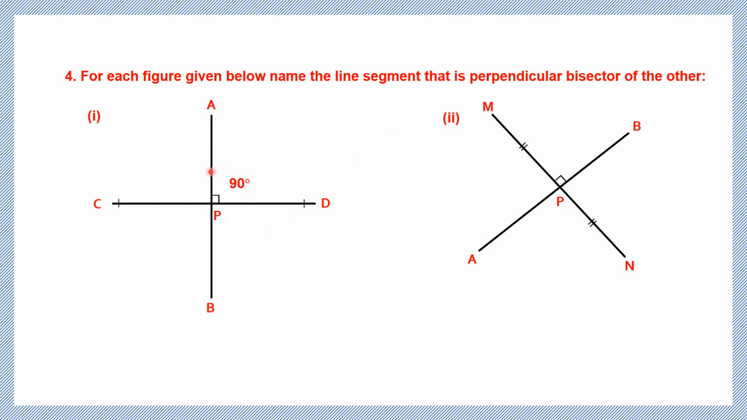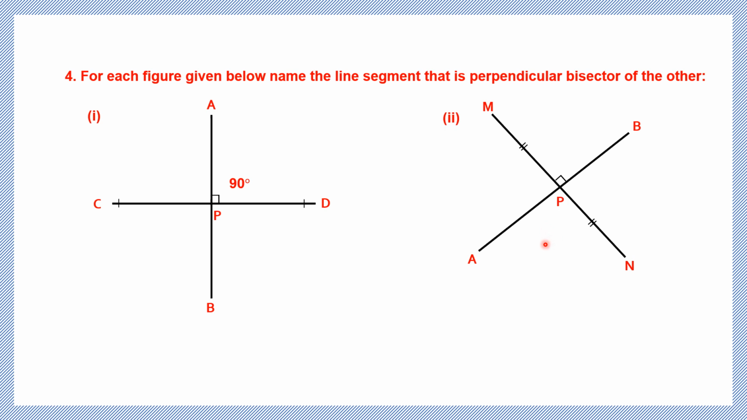There are two lines. We have AB and CD. Now AB is passing through the line CD, and can you see one stroke here? It shows that this line has been cut into two equal parts. So this part PD and the other part PC are of equal lengths. That means this line AB has cut the line CD into two equal parts. Then you can call it a perpendicular bisector. So this is a perpendicular bisector.